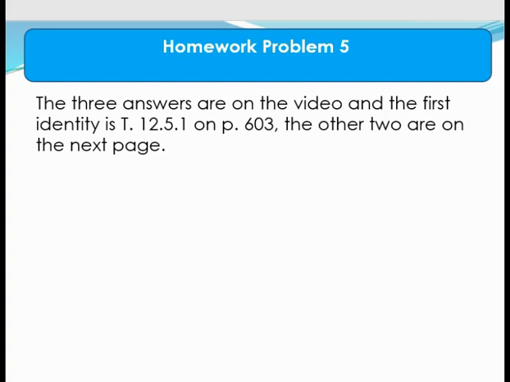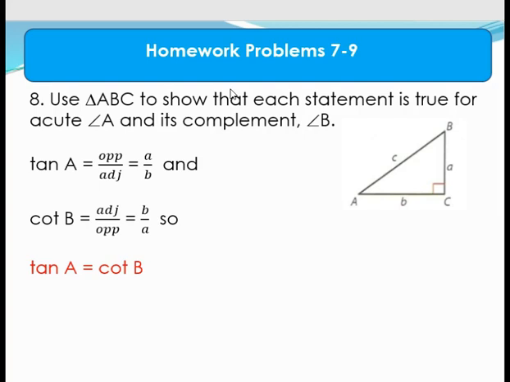Homework problem 5. The 3 answers for this problem are on the video, and the first identity, theorem 12.5.1 on page 603, is the first answer. The other 2 answers are on the next page, page 604. And your last 3 problems, 7 through 9, all use this same triangle, our standard triangle. And number 8 says to use triangle ABC to show that each statement is true for acute angle A, and then its complement, angle B.